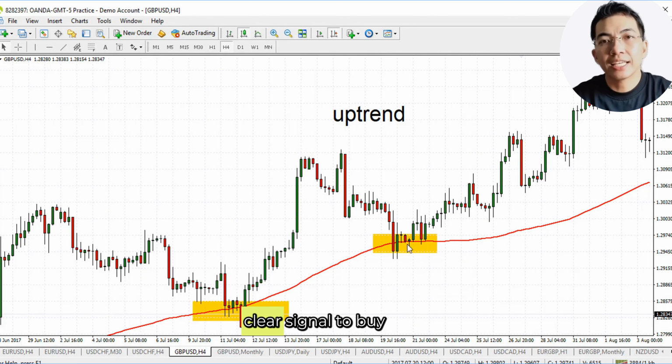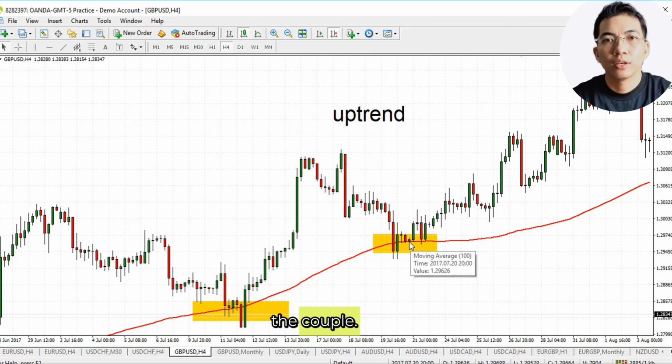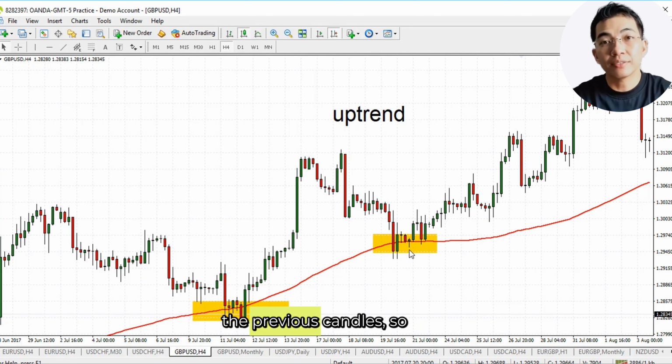Here there isn't a clear signal to buy the couple. We have a hammer here, but it is quite small compared to the previous candles, so I wouldn't have taken that one. I'm particularly risk averse, so I try to avoid situations that are not so clear to me, but maybe another trader could have opened a long position after the hammer and see what happened in next sessions.